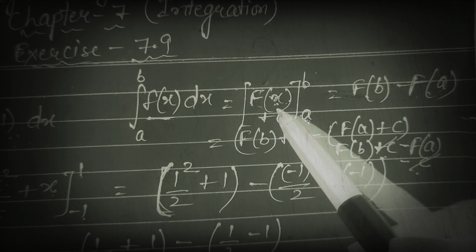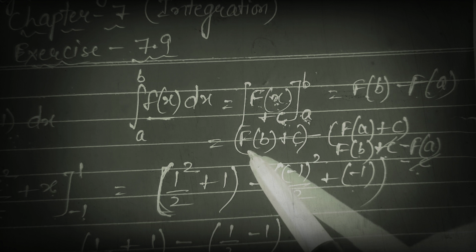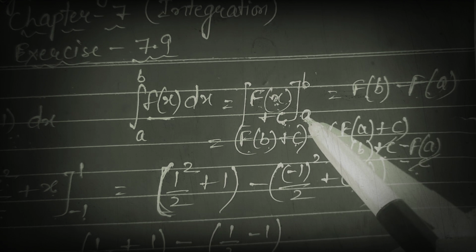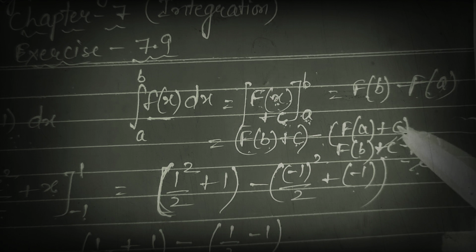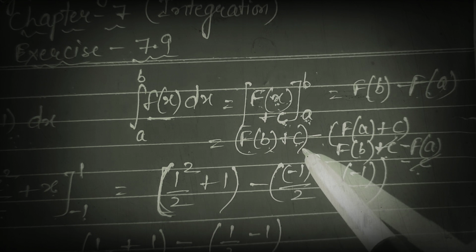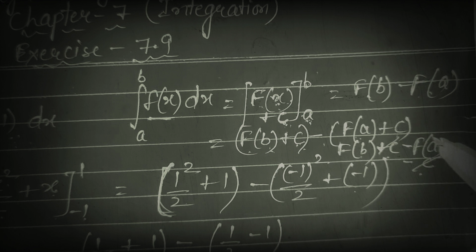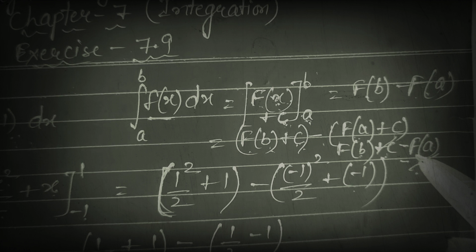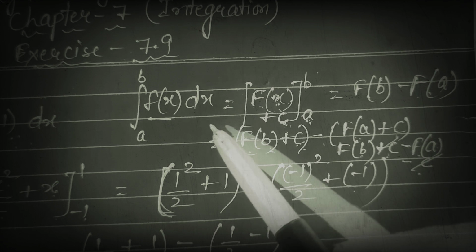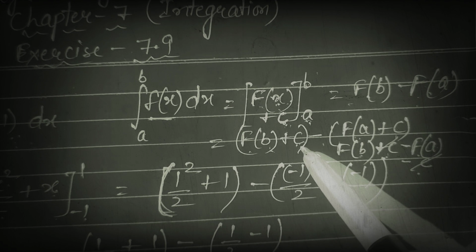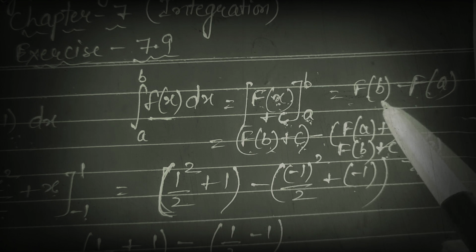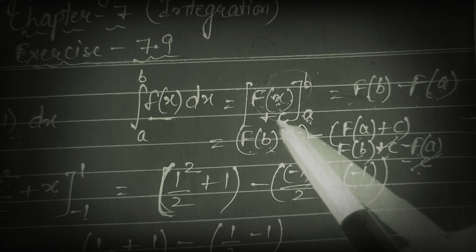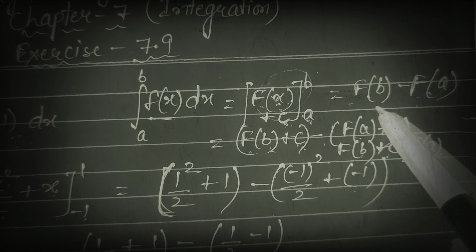If we put the upper limit in the place of x, it will be F(b) plus c, minus, then we put a in the place of x, F(a) plus c. So F(b) plus c minus F(a) plus c, c cancels with c. So its value is F(b) minus F(a). You can write it as it is, no need to write c here. आप सीधा F(b) minus F(a) लिख सकते हैं. So its integration is F(x), and when we put the values, we get F(b) minus F(a).